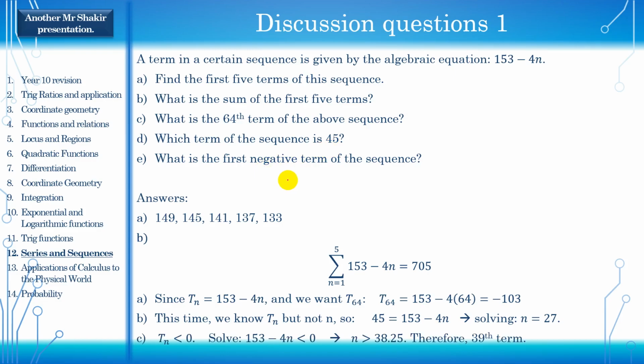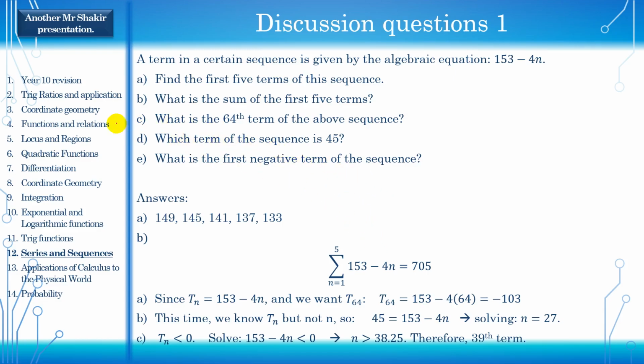And what is the first negative term of the sequence? By the way, these questions that I've chosen more or less represent almost all of the questions that they can possibly ask in the HSC. If you can do and understand these questions, it will really help you do, I'd say, 90 to 95% of all of the questions for this topic. There are a few of them, but they will really help you do all of them.